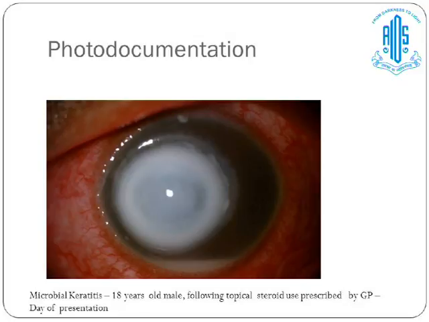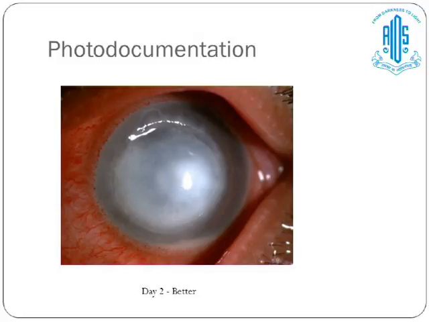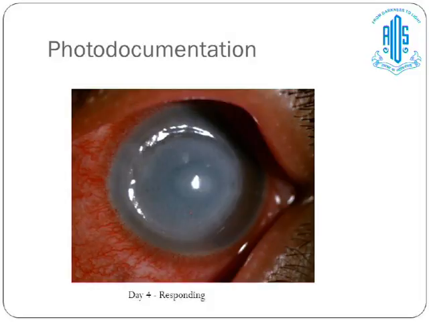As you can see, it's a very active looking ulcer with a hypopyon. So we started with the corneal scraping and started the treatment. Now you see after day 2 it's looking better. Then day 4 it is looking even better. Symptomatically the patient was only marginally better, but still having a red eye and was not able to see anything.